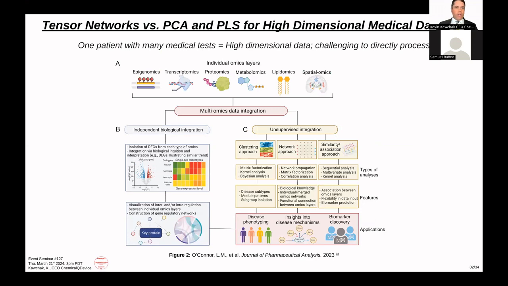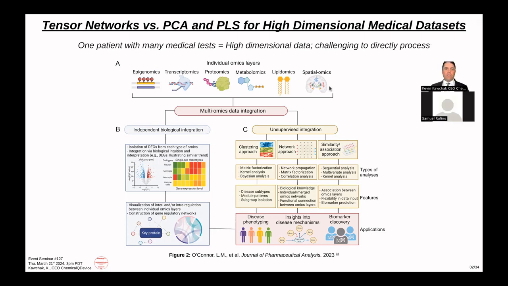Now, what's shown here is that the issue isn't the number of patients, it's the number of columns of data for a specific patient. These columns are referred to as P, with the number of patients being referred to as N. So you'll see here for these individual omics layers, epigenomics, transcriptomics, proteomics, metabolomics, lipidomics, and spatialomics, it can have a lot of different dimensions per patient. A lot of times it's not just returning a certain value for each of these.